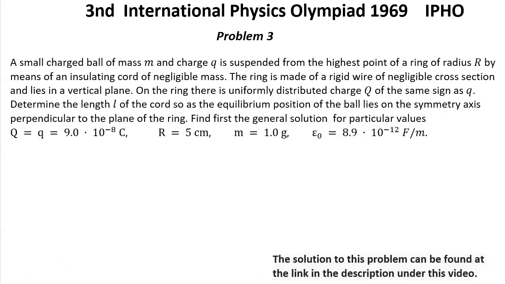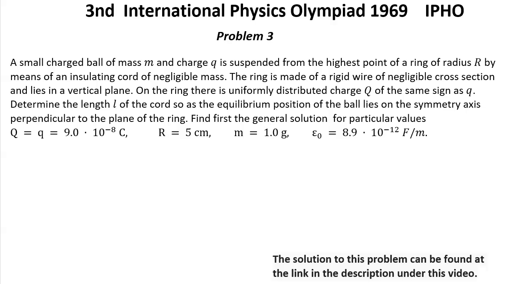Third International Physics Olympiad, year 1969, IPHO. Problem number 3. A small charged ball of mass m and charge q is suspended from the highest point of a ring of radius r by means of an insulating cord of negligible mass. The ring is made of a rigid wire of negligible cross-section and lies in a vertical plane.